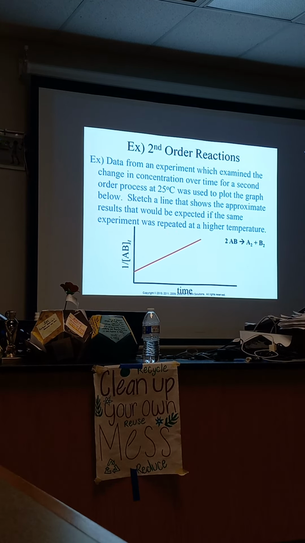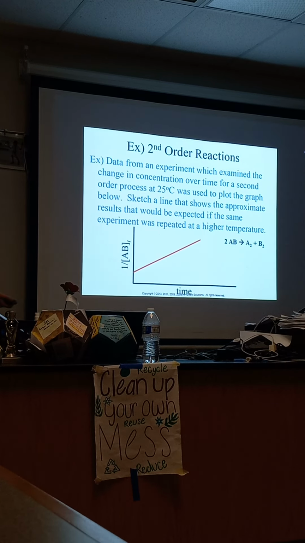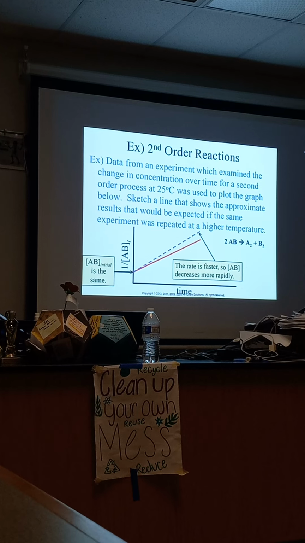Okay, let's do another example here. Data from an experiment, did anyone still need this one? Okay. Data from an experiment which examined the change in concentration over time for a second order process at 25 Celsius was used to plot the graph below. Sketch a line that shows the approximate results that would be expected if the same experiment was repeated at a higher temperature. So the line is going to be higher than the graph. The answer is higher because at a higher temperature, the rate of collision should be faster.